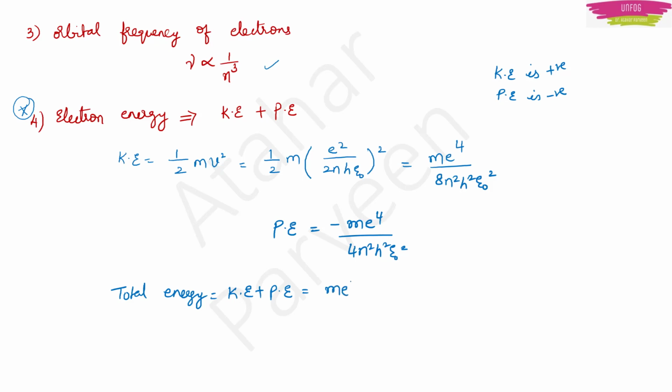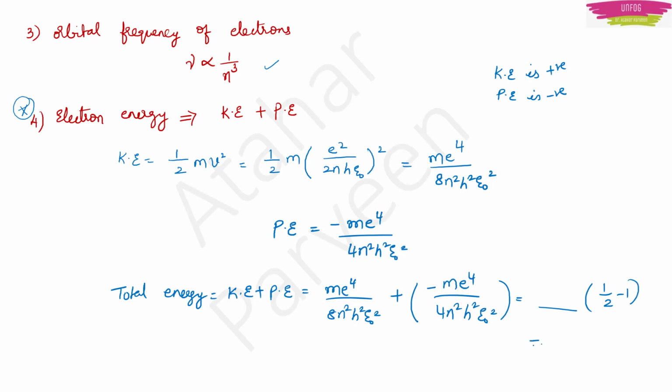What is kinetic energy? m e to the power 4 by 8 n square h square epsilon naught square, plus what is potential energy? Minus m e to the power 4 by 4 n square h square epsilon naught square. Okay. Here if you take all these constants outside as common, you will have half minus 1. Or you will have minus again here in the answer, and you will have this thing which you have taken common, right? m e to the power 4 upon 8 n square h square epsilon naught square. Okay. So this is your total energy, and this will be negative because potential energy will be greater than kinetic energy. Basically this negative energy will signify that the electron cannot escape from the atom.